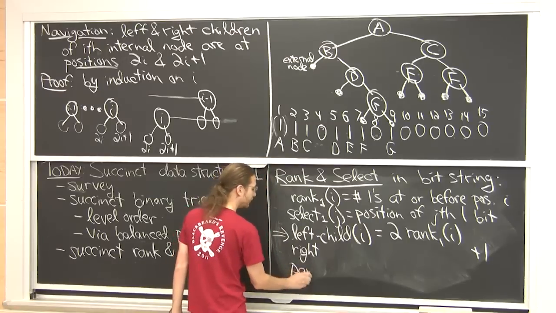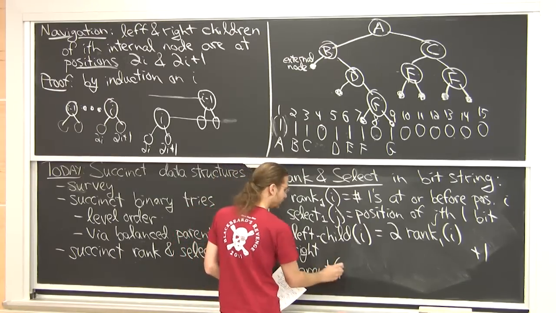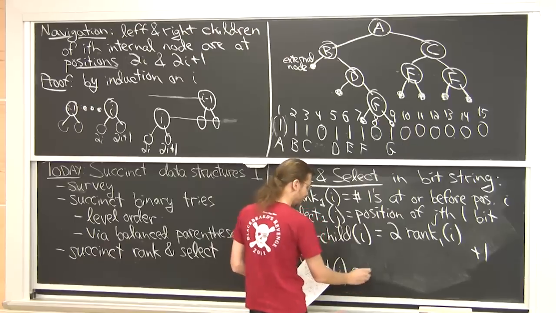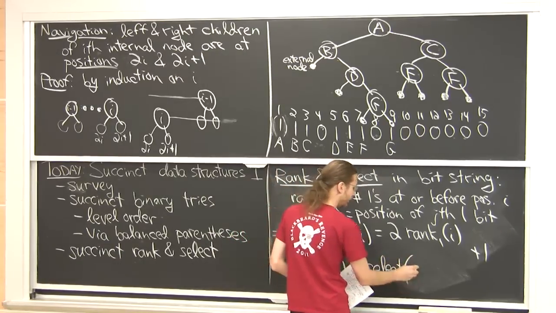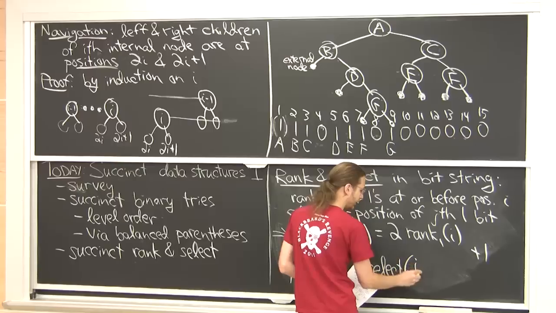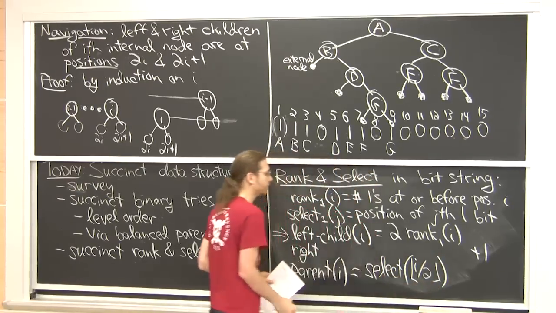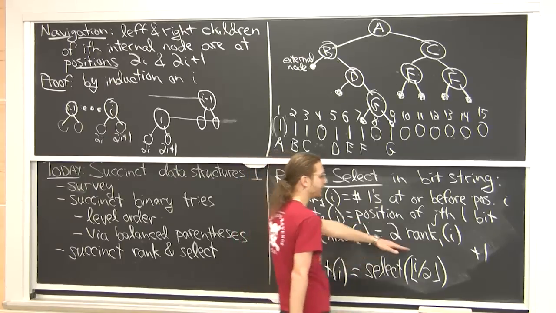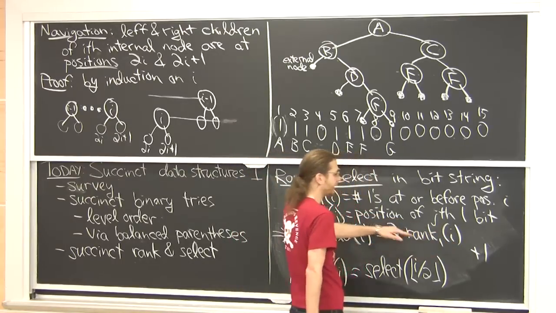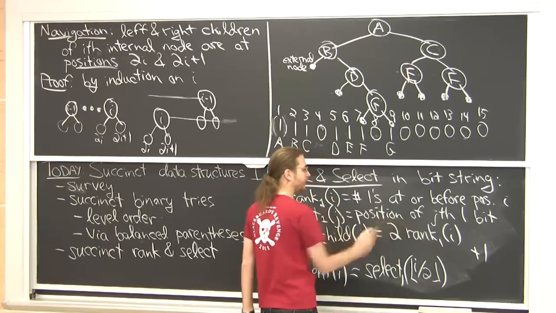Parent is going to use select. So if we want the parent of i, this is going to be select of i over 2 with a floor. So that's just the inverse of left and right child. If I divide by 2 and take the floor, I get rid of that plus 1. I get the rank, and then I do select sub 1, and that's the inverse of rank.